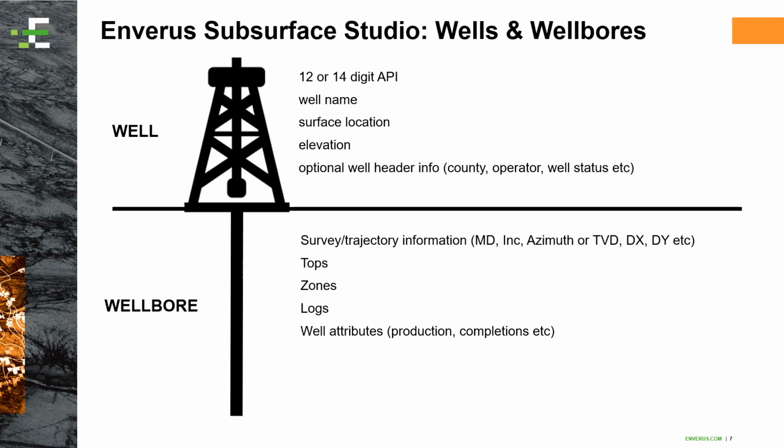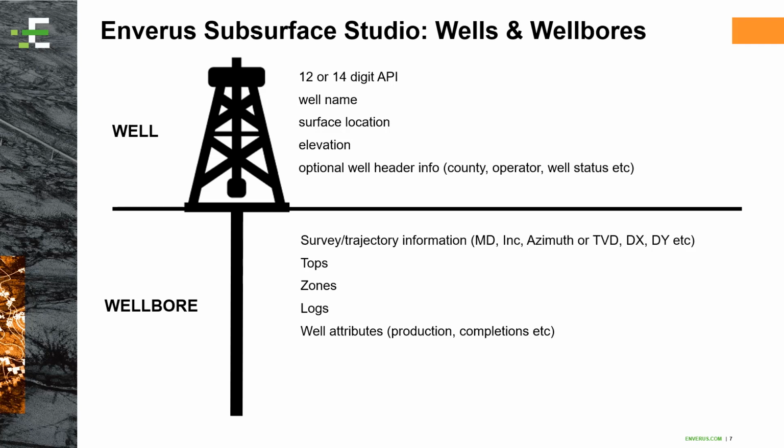Here, it is helpful to clarify the ESS distinction between wells and wellbores and related well list and wellbore list as import elements. A well is defined by a unique well identifier, typically a 12 or 14-digit API, the well name, surface location, elevation, and optional well headers such as operator, county, status, etc. A wellbore consists of survey information, typically MD, inclination, azimuth, or DX and DY, that is assigned to a well to define its spatial trajectory.